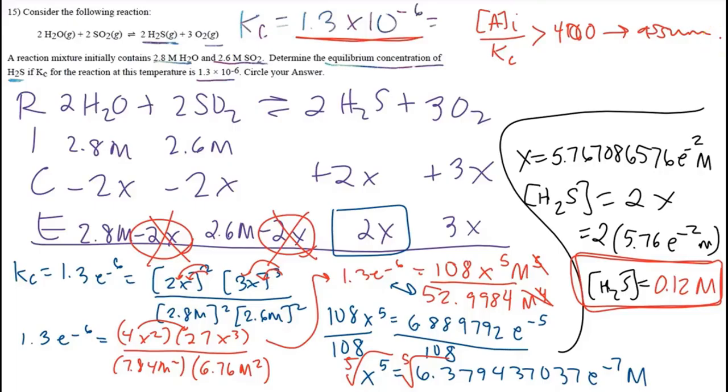So I can take 2.8 because they gave me 2.8 molar H2O, right? So if I take 2.8 divided by my 1.3 times 10 to the negative 6, I get a really ginormous number, which is way bigger than 400, which is another way I can say I can make an assumption. So obviously if you get less than 400, then you can't make the assumption, right? So that's another little way you can do that there. Let's move on to number 16.